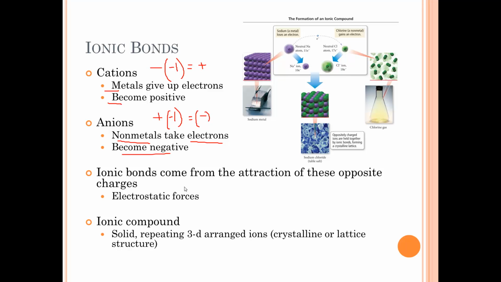For instance, we're adding more electrons, so we're adding more negative charge, which means that it's becoming more negative. Ionic bonds come from the attraction of these opposite charges, which are called electrostatic forces. An ionic compound creates a solid repeating three-dimensional arrangement of ions, which is also called a crystalline or a lattice structure.